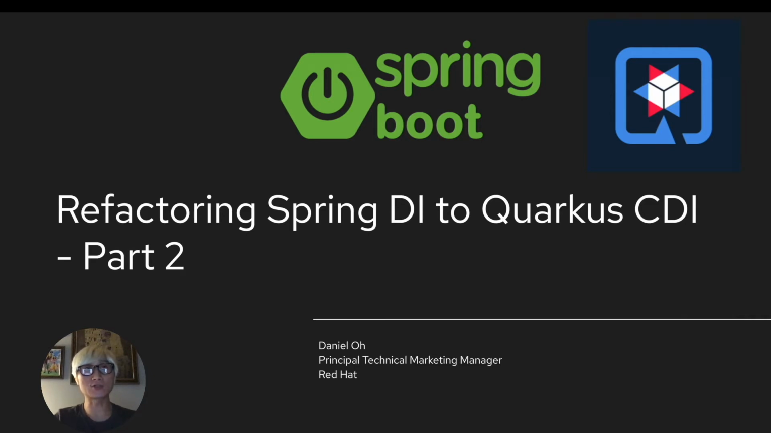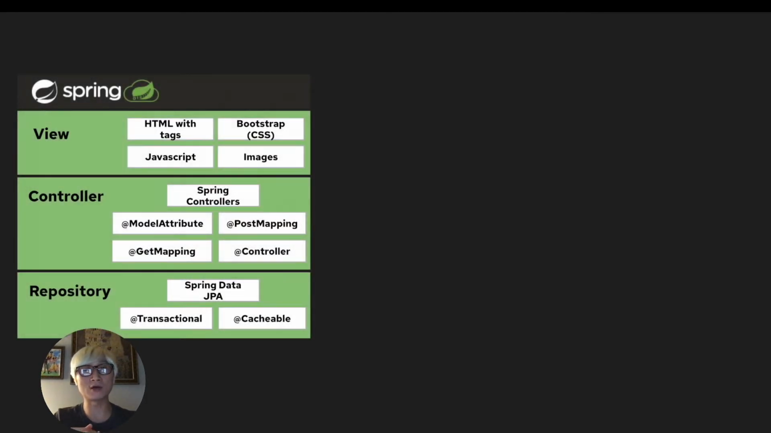This video showcases how to refactor a Spring application to a Quarkus application. This is the second part of how to refactor Spring DI to Quarkus CDI. The Spring framework provides dependency injection, also known as the DI container, which enables you to inject required objects into other objects. And then we're going to focus a little bit more on how to refactor existing Spring DI to Quarkus CDI.